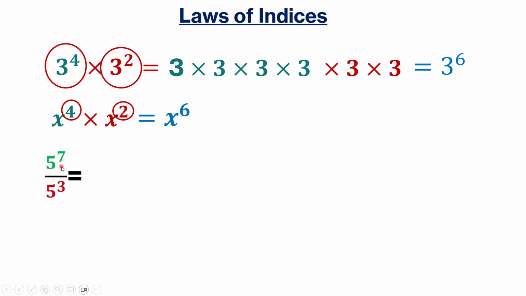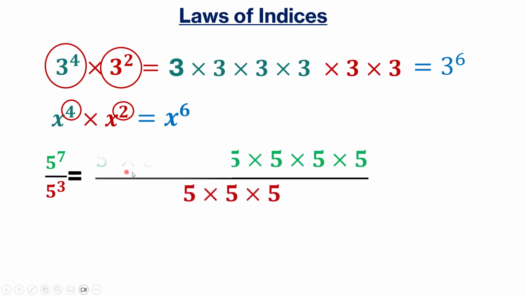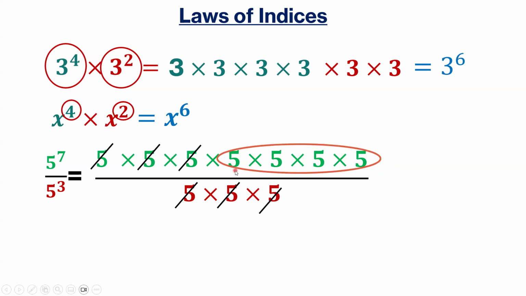For the second example, I have division. It's 5 to the power of 7 over, or divided by, 5 to the power of 3. So here I will split the 5 to the power of 7 into 7 fives, and I'll split the 5 to the power of 3 in the denominator into 5 times 5 times 5. And then I can cross out the common factors between the numerator and the denominator. So 5, you can cross it with 5, a second 5 with a second 5, a third 5 with a third 5. Then you will have only 4 fives remaining. Write them in index notation another time. You will get 5 to the power of 4.